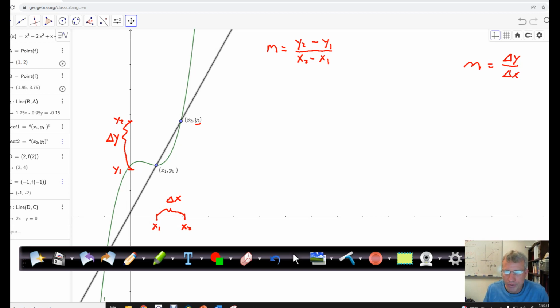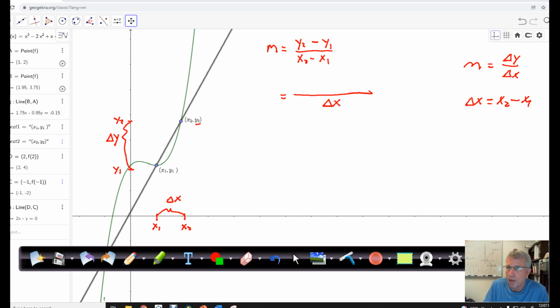So we let delta x represent x sub 2 minus x sub 1. In other words, let delta x represent the distance x sub 2 minus x sub 1. And if we do that, then we can replace the x sub 2 minus x sub 1 over here with just the symbol delta x.